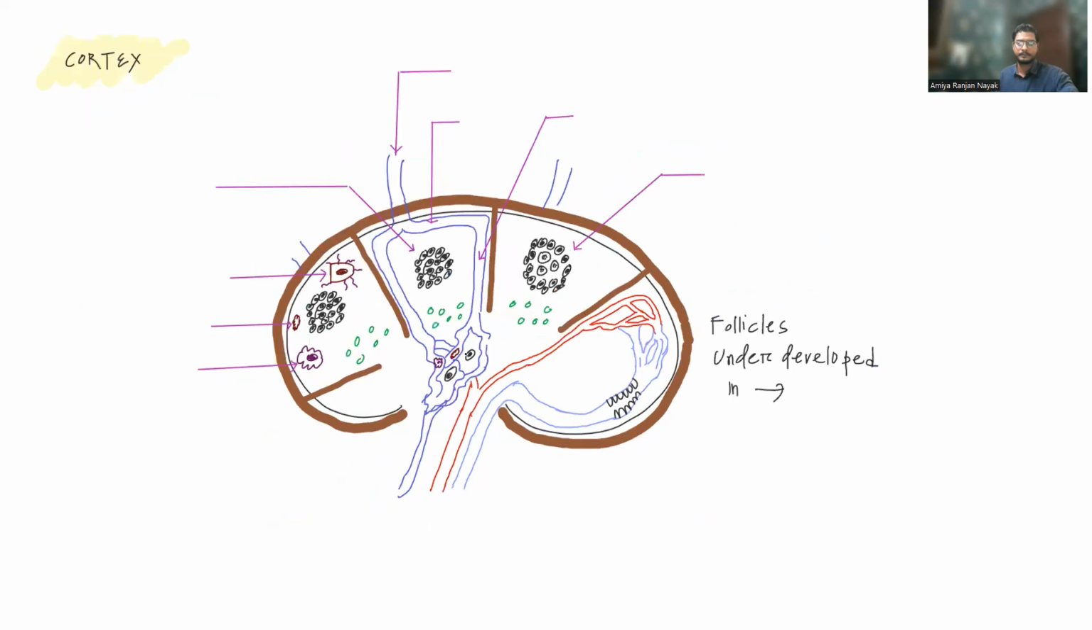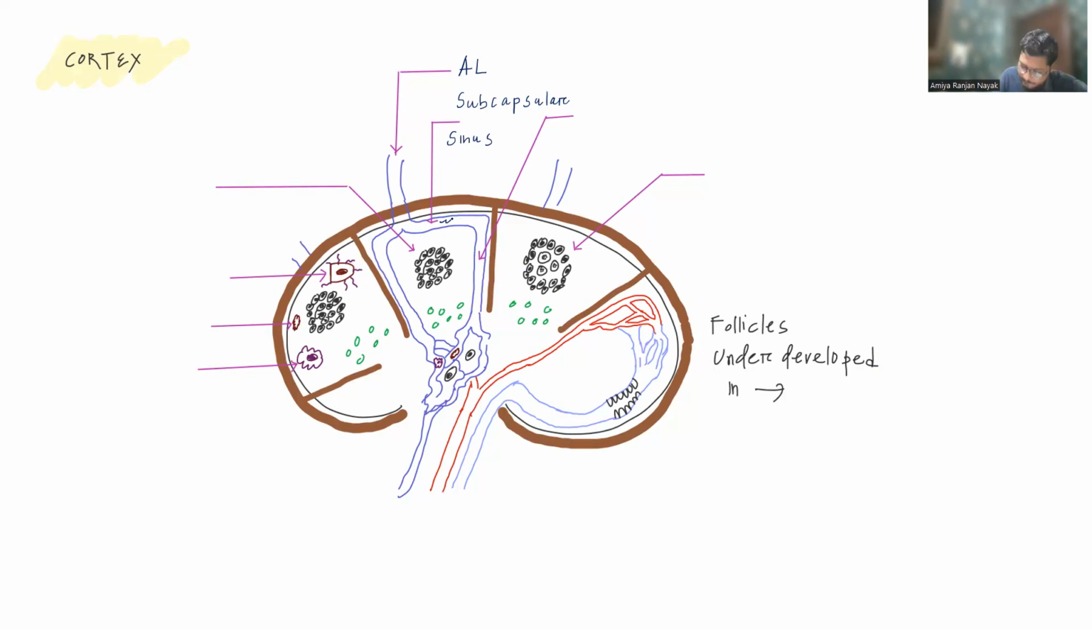If you see the cortex, what are the structures there? If you start from the lymphatic flow again, this is the afferent lymphatics. This I have already told you. Then we have the subcapsular sinus. Lymph, after going through the afferent lymphatics, will enter the subcapsular sinus. So this area is the subcapsular sinus.